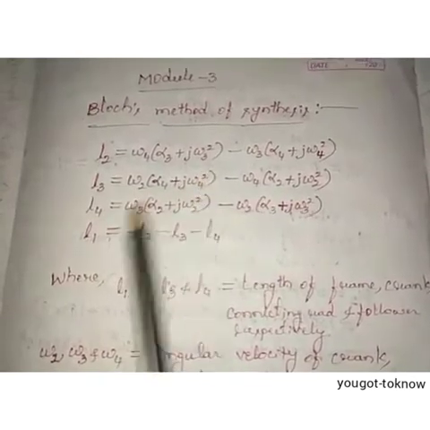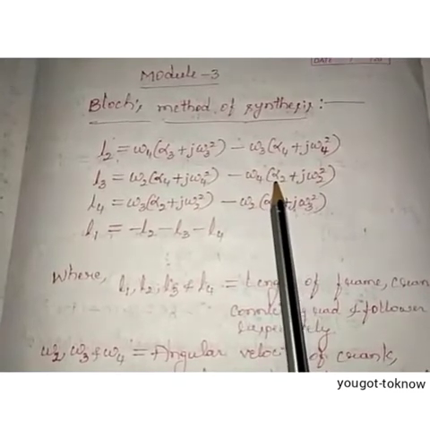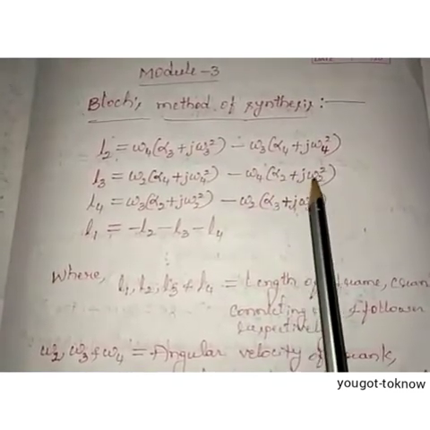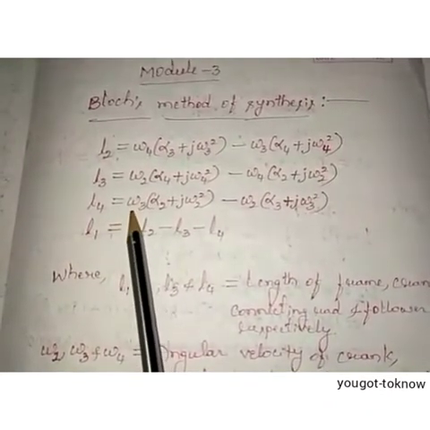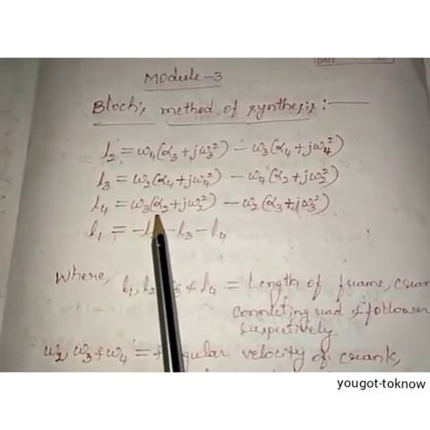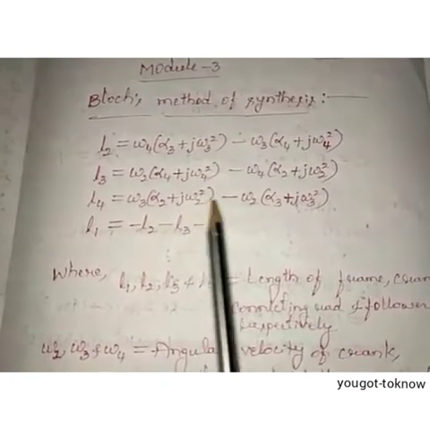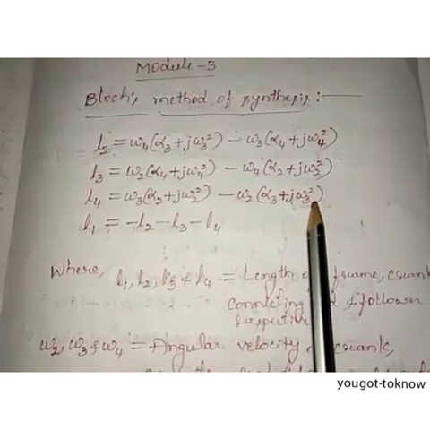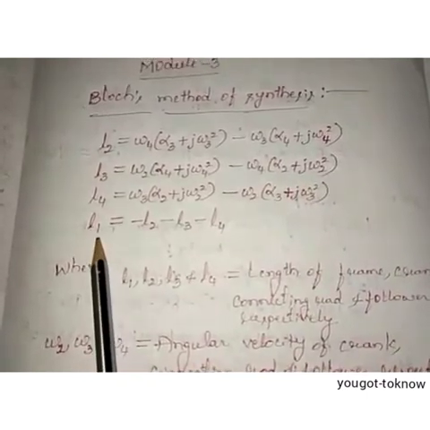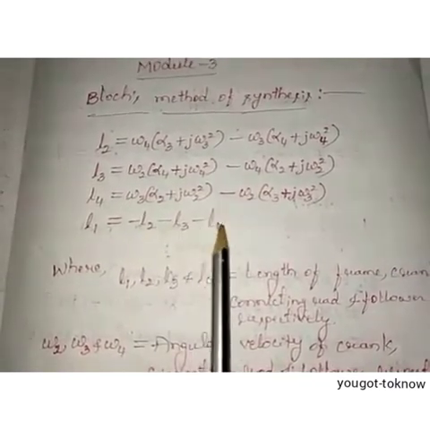4 square, minus angular velocity of link 4 into angular acceleration of link 2 plus j into angular velocity of link 2 square. L4 equals angular velocity of link 3 into angular acceleration of link 2 plus j into angular velocity of link 2 square, minus angular velocity of link 2 into angular acceleration of link 3 plus j into angular velocity of link 3 square. L1 equals minus L2 minus L3 minus L4.